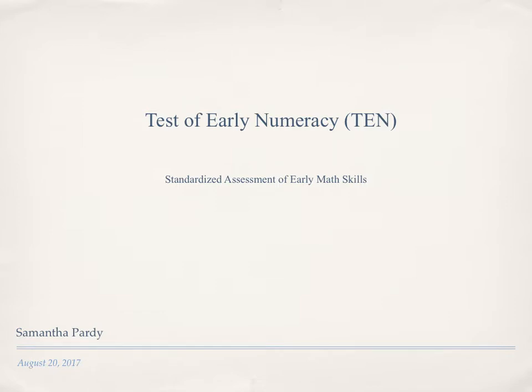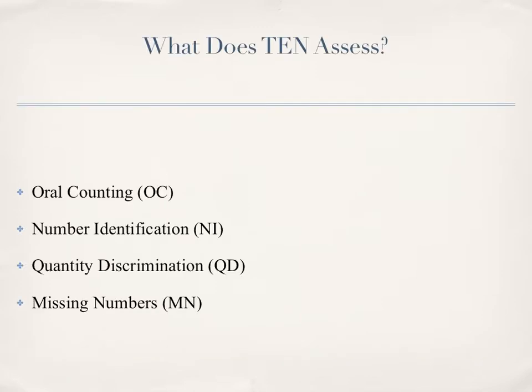Hi everyone, my name is Samantha and the progress monitoring tool that I will be reviewing is the Test of Early Numeracy, a standardized assessment of early math skills. TEN is a standardized test that allows for decision making about early math skill acquisition. Four measures will be administered, which include oral counting, number identification, quantity discrimination, and missing numbers. Each test takes roughly 1 minute.